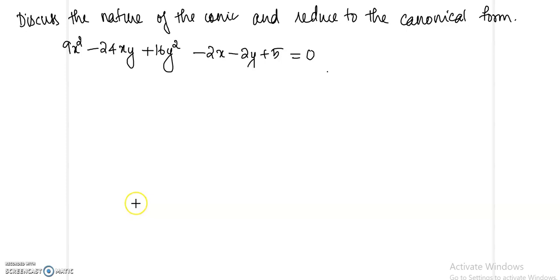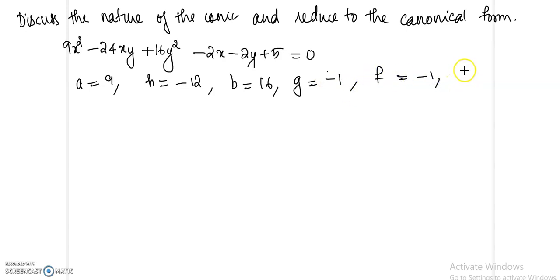Hello, so in today's class we look at one more problem on reduction to canonical form. So you are given the equation 9x square minus 24xy plus 16y square minus 2x minus 2y plus 5 equal to 0. So we have a equal to 9, then h is equal to minus 12, b will be 16, and g is minus 1, f is minus 1, and c is equal to 5.